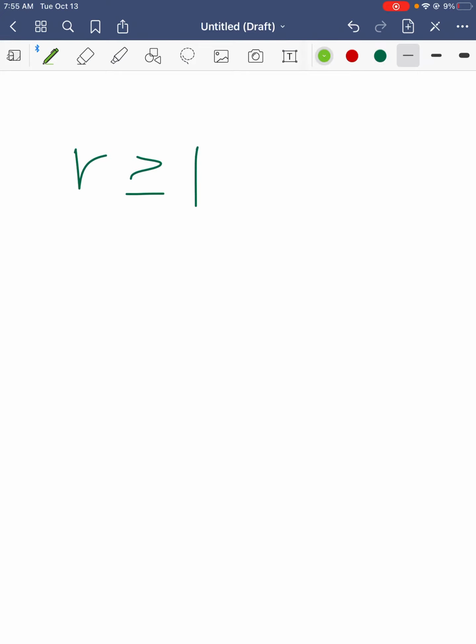So this is your inequality. So this is usually what the form of your answer is going to come in. Okay, so let's look at set builder notation first.